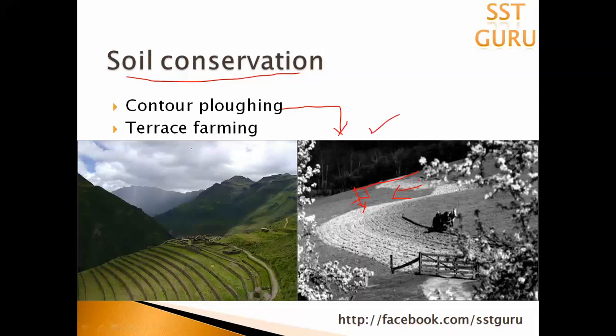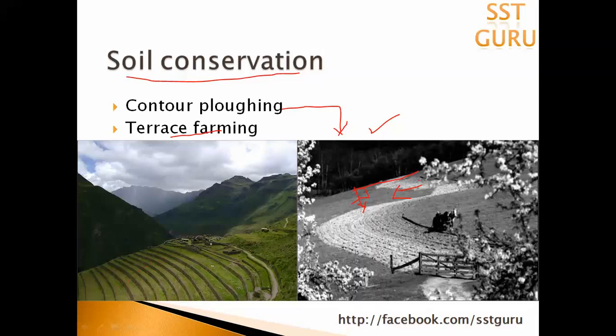And now coming to terrace farming. Terrace farming is also similar to contour ploughing, but the only difference is the gradient is very high. How to remember terrace farming is also very simple. Imagine you are going to your terrace. When you're going to your terrace, you need to climb the steps. So you see, you have steps like this and all. So this is also known as step farming.